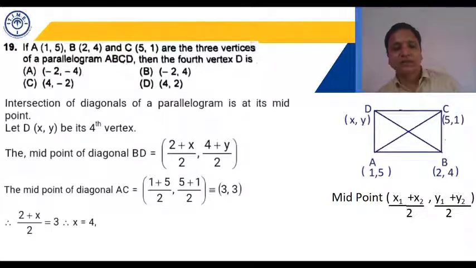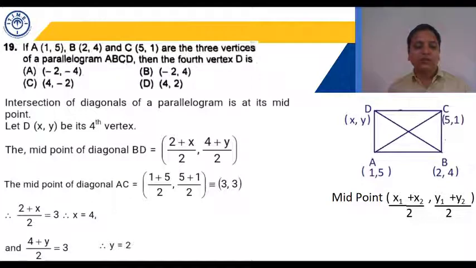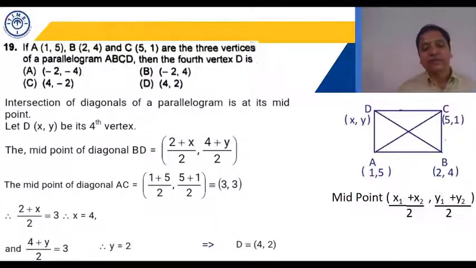Let's equate these. 2 plus x by 2 is equal to 3, so 2 plus x is equal to 6, so x is equal to 6 minus 2, which is 4. Then 4 plus y by 2 is equal to 3, so 4 plus y is equal to 6, y is equal to 6 minus 4, that is 2. So we got the coordinates of the fourth vertex as (4, 2).